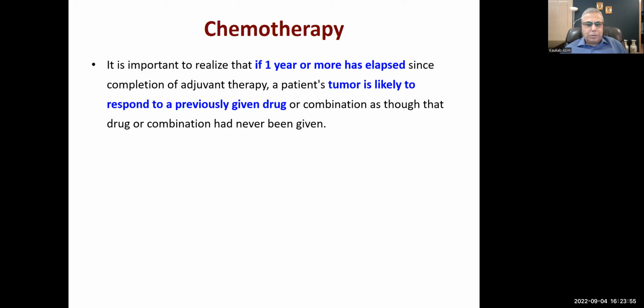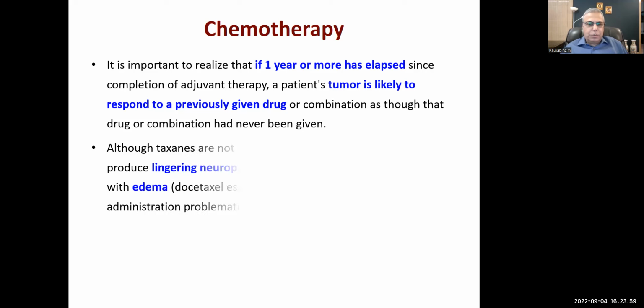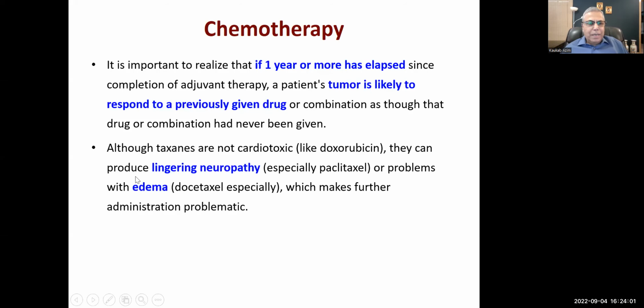They are not cardiotoxic. Doxorubicin is cardiotoxic. Trastuzumab is cardiotoxic, okay? But they cause neuropathy, lingering, that goes on for a long time, peripheral neuropathy, especially paclitaxel, or problems with edema, especially docetaxel, which makes further administration problematic.